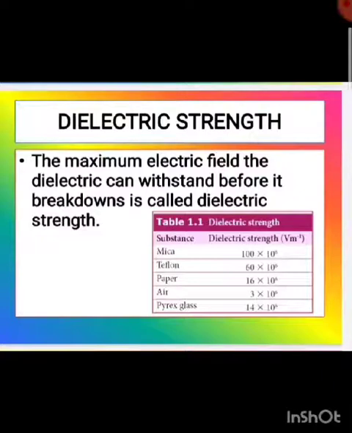Dielectric strength. The maximum electric field a dielectric can withstand before it breaks down is called dielectric strength. For example, mica 100 × 10^6 volt per meter, Teflon 60 × 10^6 volt per meter, paper 16 × 10^6 volt per meter, air 3 × 10^6 volt per meter, Pyrex glass 14 × 10^6 volt per meter.